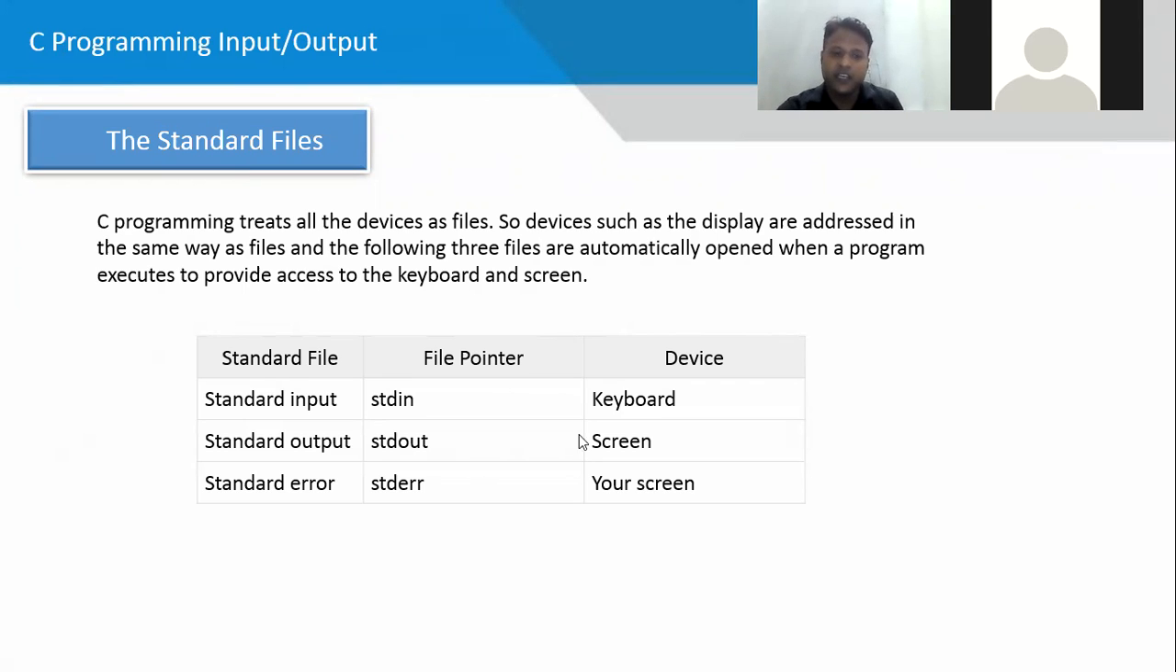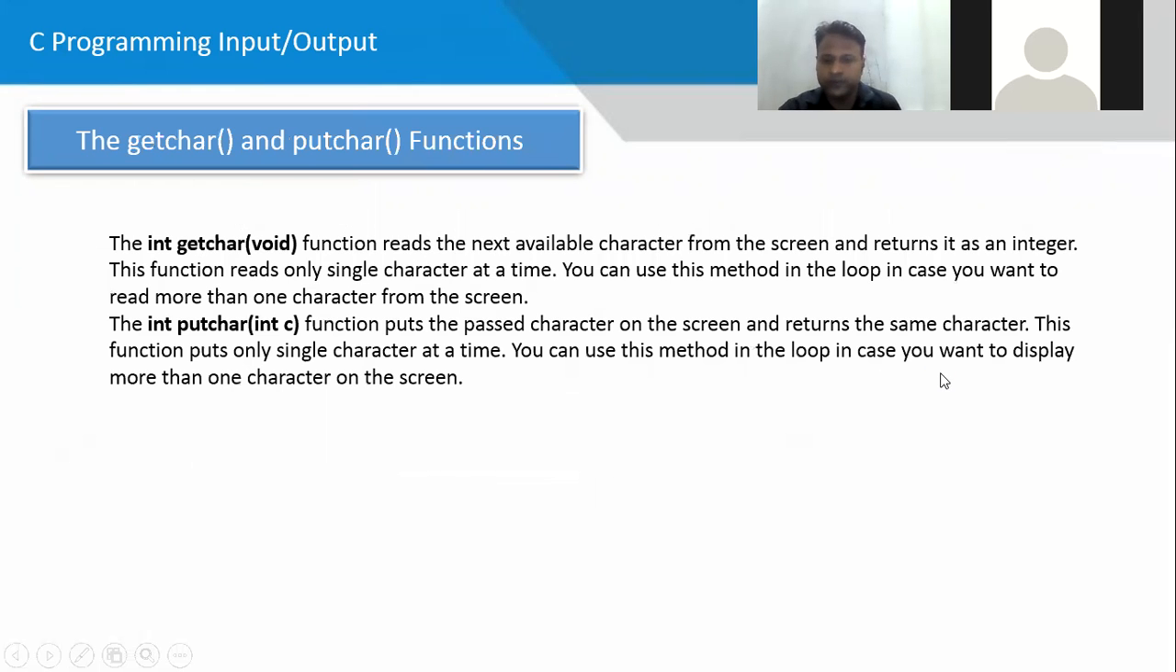Then stderr shows you the standard error. This one contains the standard error. In is for keyboard input, and out is for output.